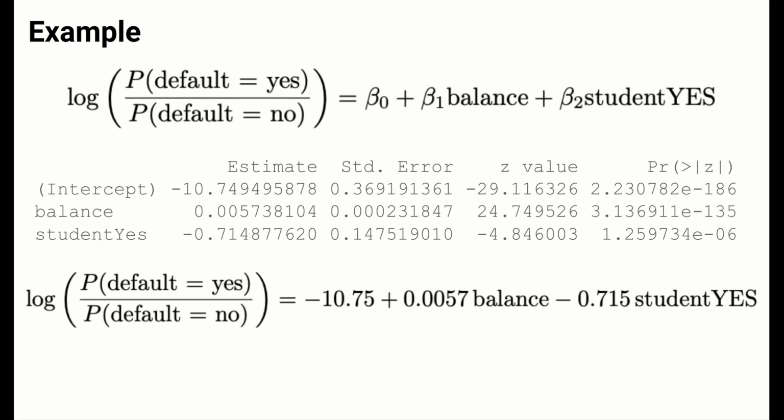Let's look at another example where we model the log odds of defaulting as a function of both credit card balance and whether or not the individual is a student. Student yes is an indicator variable that is 1 if the individual is a student and 0 if not. When we fit this model, we get the estimated logistic regression model formula at the bottom.